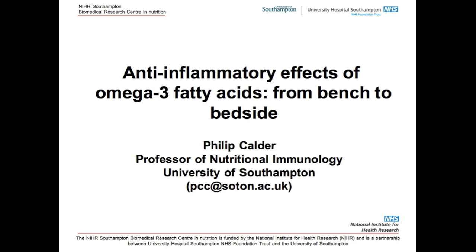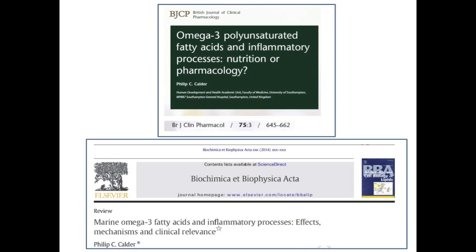So I'm based at the University of Southampton in the Faculty of Medicine. We have, just out of interest, a NIH Biomedical Research Centre in Nutrition in Southampton. It's the only one of those in the UK. So I guess you would say I have some expertise in omega-3 fatty acids.